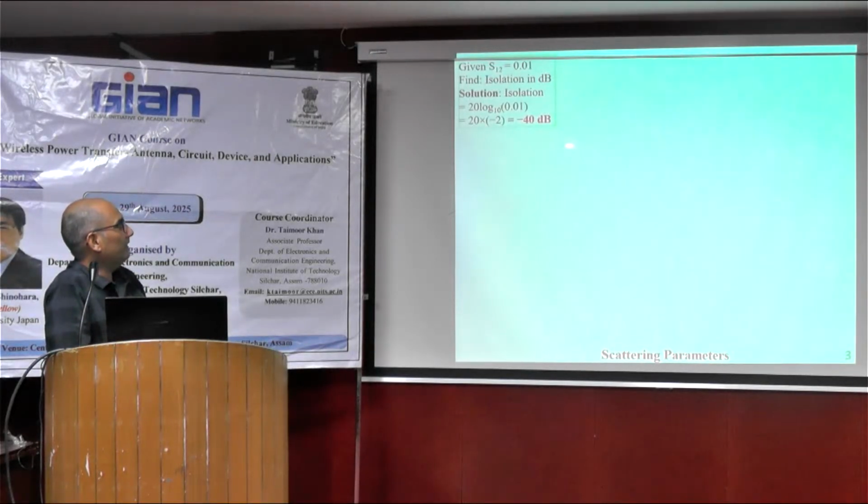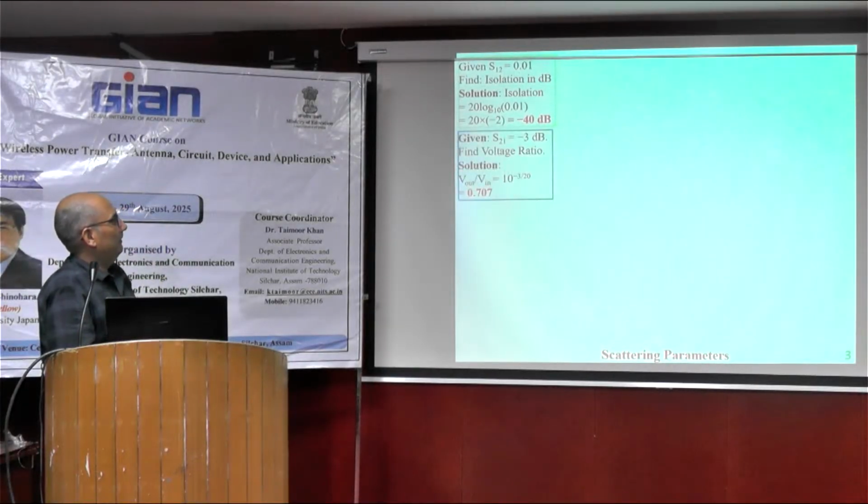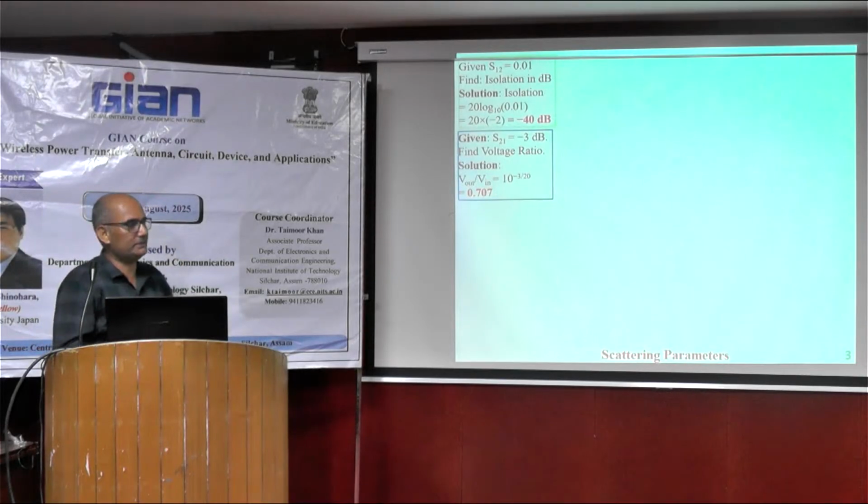Then another one, S12 equal to 0.1, then isolation, that is minus 40 dB. In linear scale that is very small, but in logarithmic scale it is giving a large number, that is minus 40 dB. Okay. S21 minus 3 dB, then the voltage ratio V out upon V in will be 0.707, that you can easily calculate with the given set of equations.